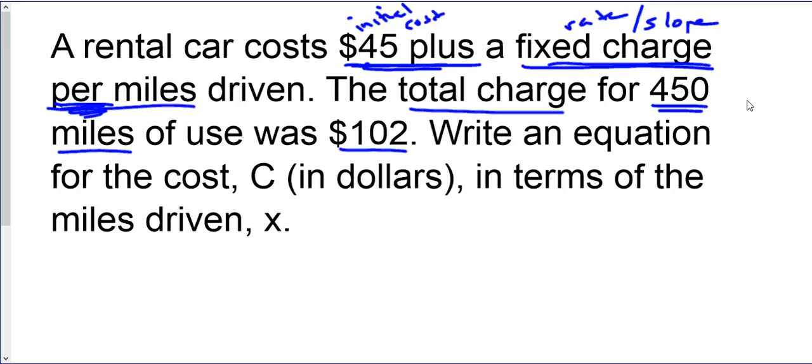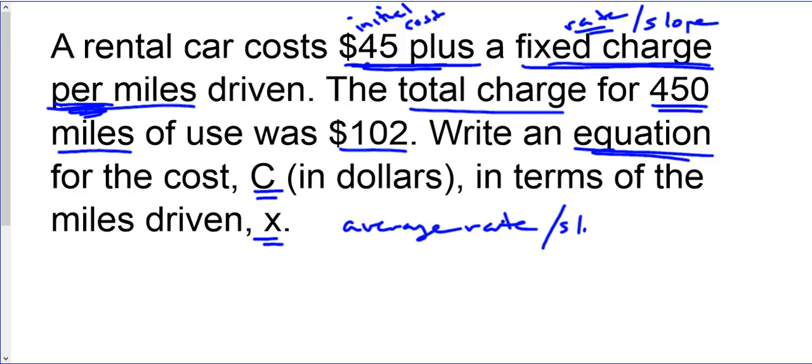Write an equation for cost in terms of miles driven, x. So it appears that we're writing an equation. What type of equation? Since we have a rate, we're talking about an average rate. Average rate refers to slope. And what type of equation has a slope? You guessed it, a linear equation. We're looking for a linear equation here.